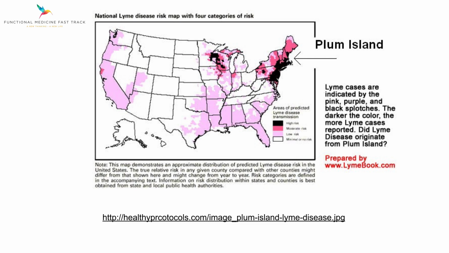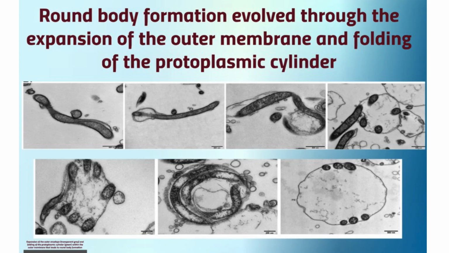And this is a great graphic as well, with this big emphasis of, did Lyme disease all originate from Plum Island, because the incidence is so high there, and it's worked its way outwards from there. So yeah, that's an interesting theory, and certainly one to consider.